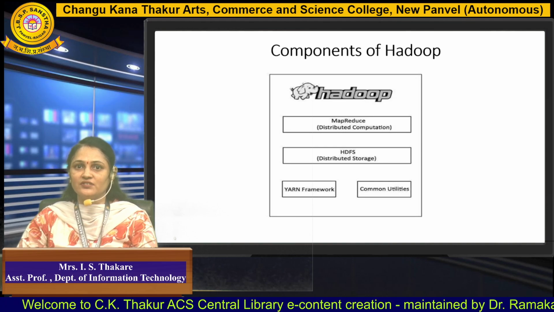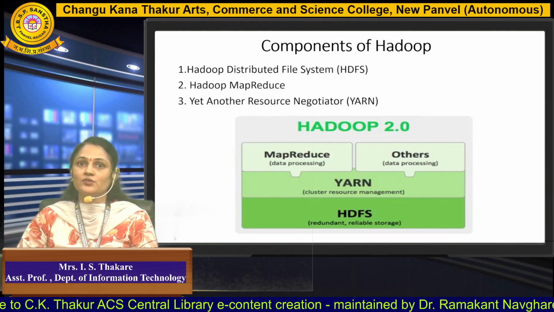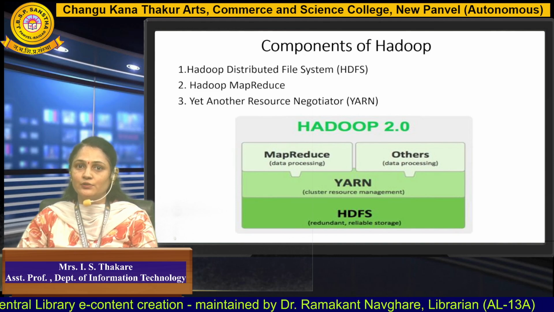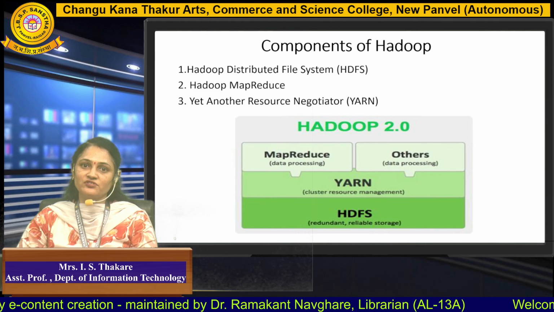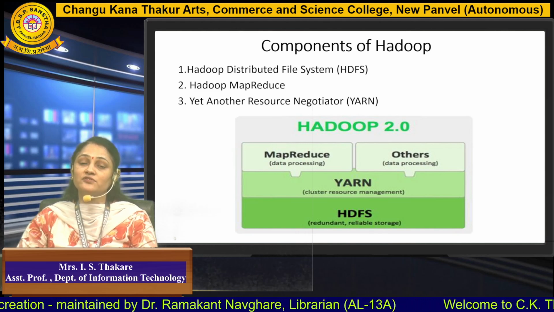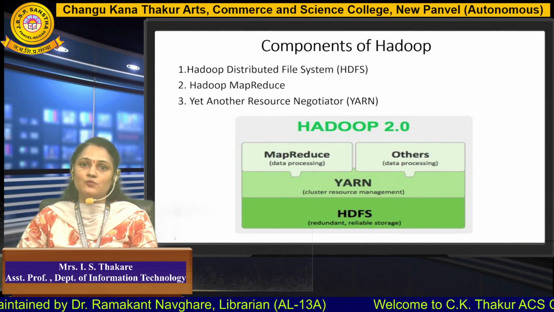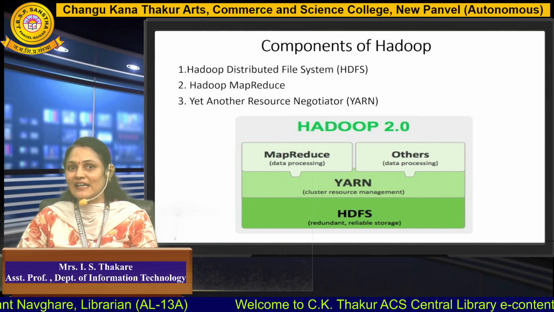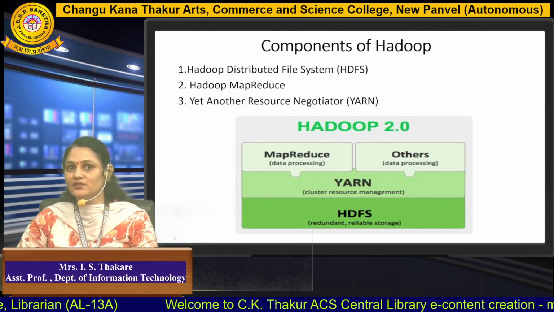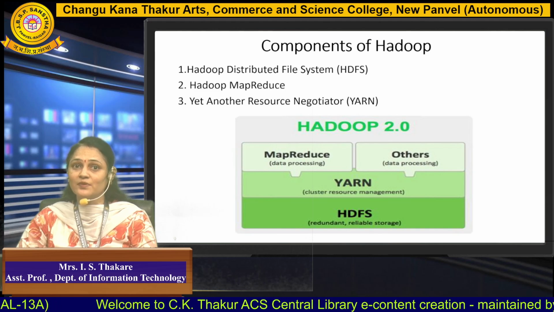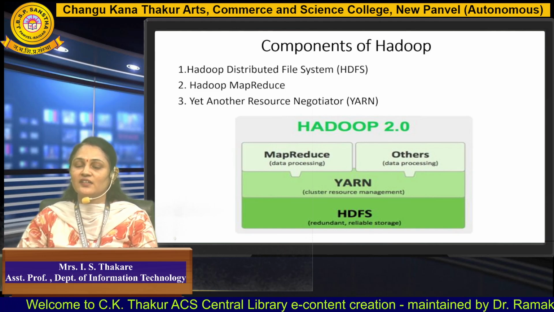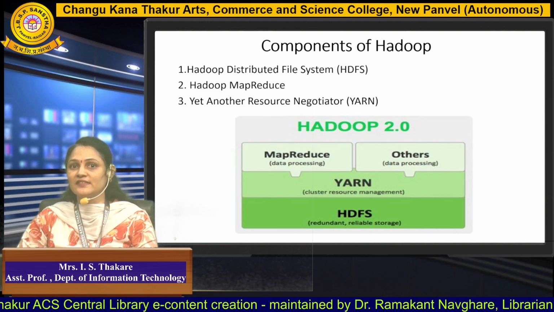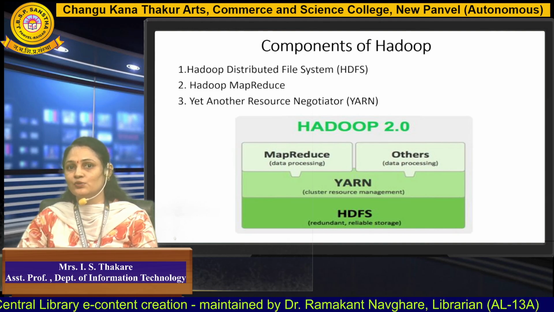But in the next version, that is the current version of the Hadoop system, Hadoop 2.0, one more component was introduced. Previously, HDFS was used to store the data and MapReduce was used for processing the data as well as for resource allocation. But later on, it was found that as the data increased, there was a lot of burden on the MapReduce. So as to reduce the burden of the data allocation and the resource allocation, one more component was introduced, that is YARN. YARN is nothing but Yet Another Resource Negotiator.